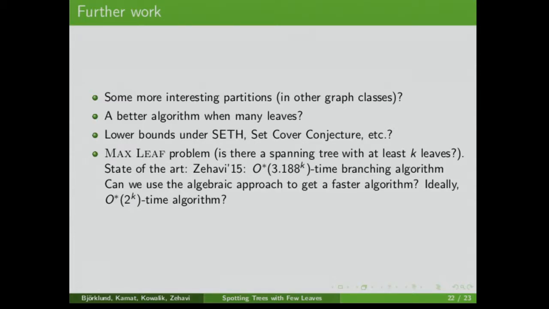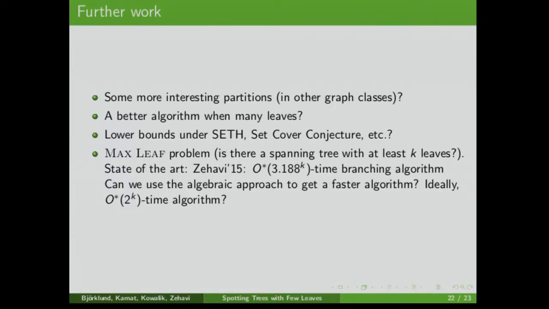In this workshop, this question is particularly maybe worth asking. We get these upper bounds smaller and smaller, and the natural question is, what's the lower bound? Can you, for kPath, prove that you cannot go below 1.01 to the k under, I don't know, SETH or set cover conjecture? That is, of course, a big open problem, but I'd like to mention it.